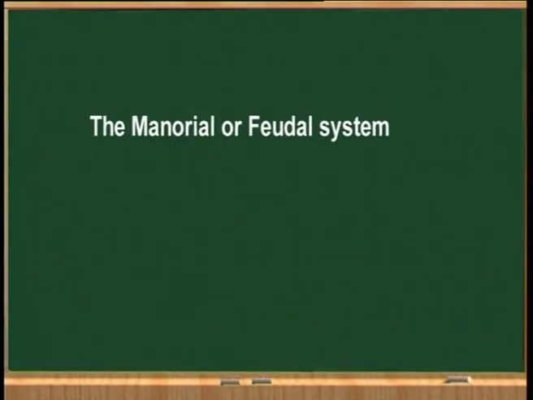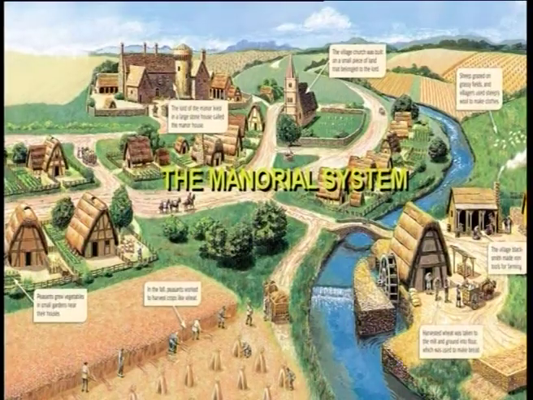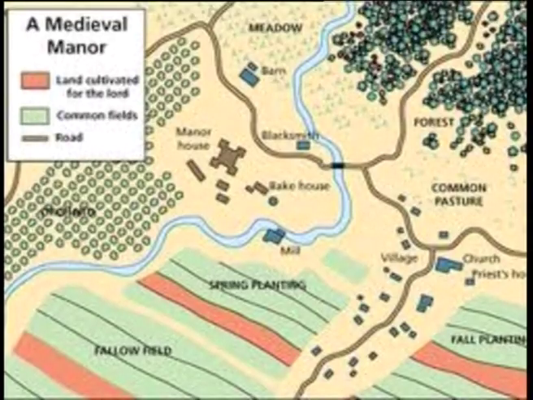The following types of systems were found in the socio-economic organization of society prior to industrialization: the manorial or feudal system, the guild system, and the domestic or putting out system. The manorial system. The manorial system prevailed in Europe from about the 9th to the 12th century. The manors consisted of a vast extension of arable land ruled over by the feudal lord. The tenants of the lord cultivated the lands.